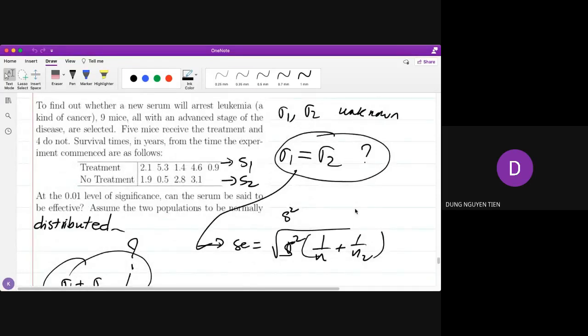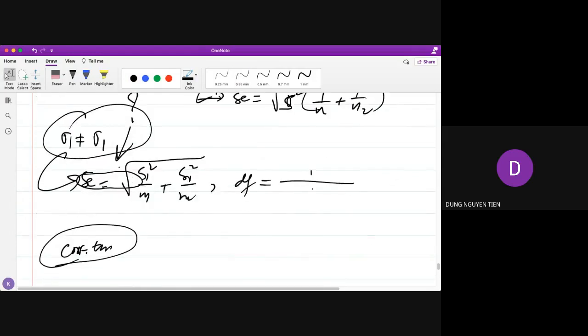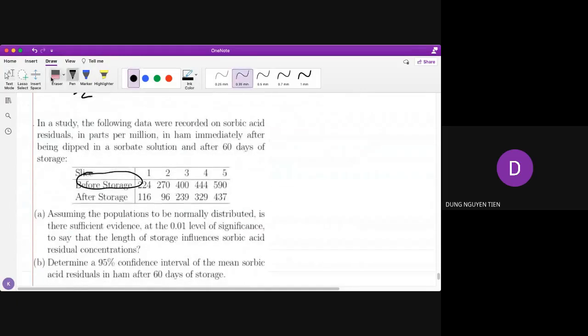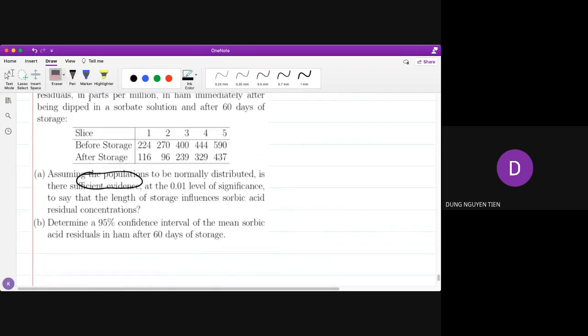Back to this. Are they dependent or independent? In this case, the two samples are independent, right? Treatments and no treatments. Understand? So each mouse receives a treatment or a placebo treatment. Understand? In the second problem, you have two dependent samples. Do you understand? Okay, you have two dependent samples.